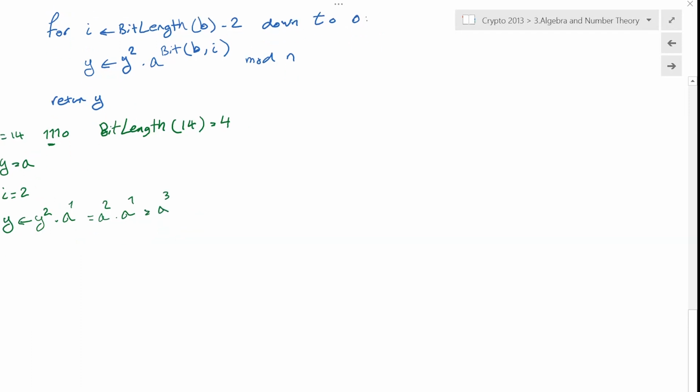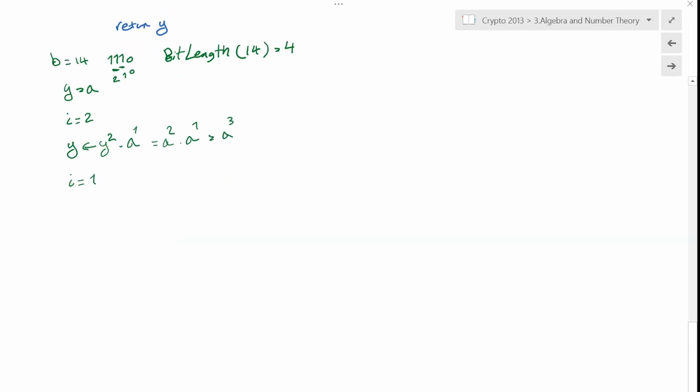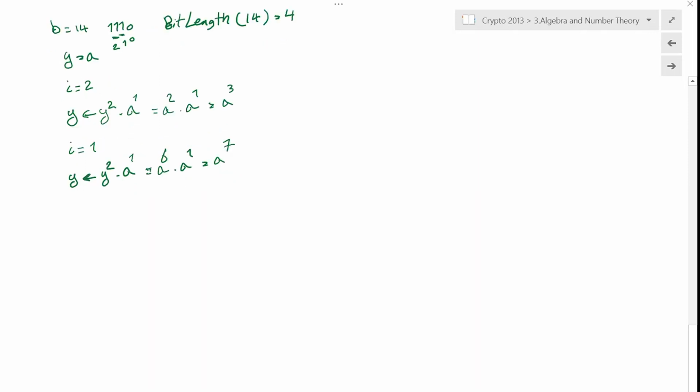Okay, and then we have this countdown loop, so then i becomes 1, so we are looking into this bit. 2, 1, and 0. So it says that y, again, set it to be y squared times a to the bit at location i, which is 1. So it is again 1. What is the current value of y? The current value of y is a3. So a3 to the power 2 becomes a6, multiplied by a1. This is going to be a7, right?